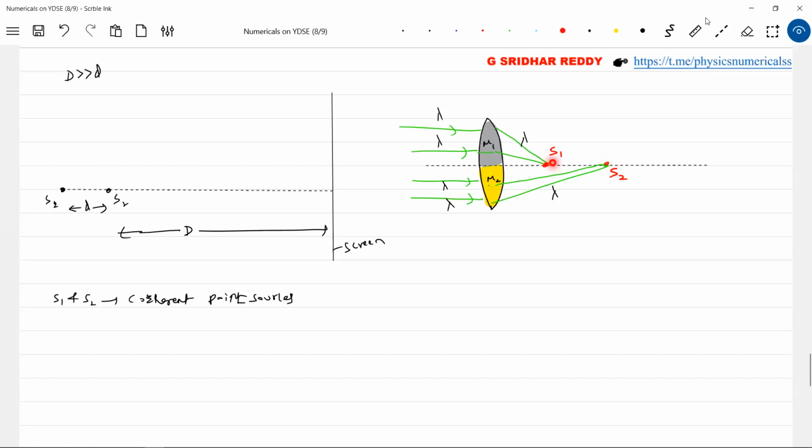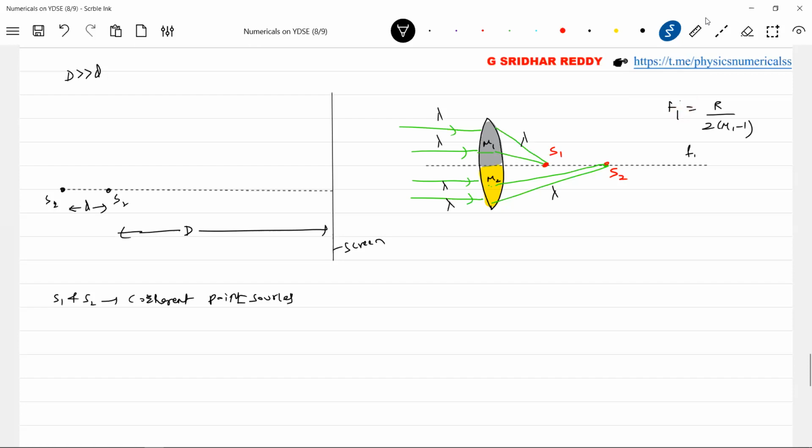So like this, I am able to produce coherent light sources with the help of the lens, where the upper portion is made up of one material and the lower portion of another. Who will determine this distance d? I think we know the formula 1 by f. Let it be an equiconvex lens. So the focal length will be R by 2(mu minus 1).